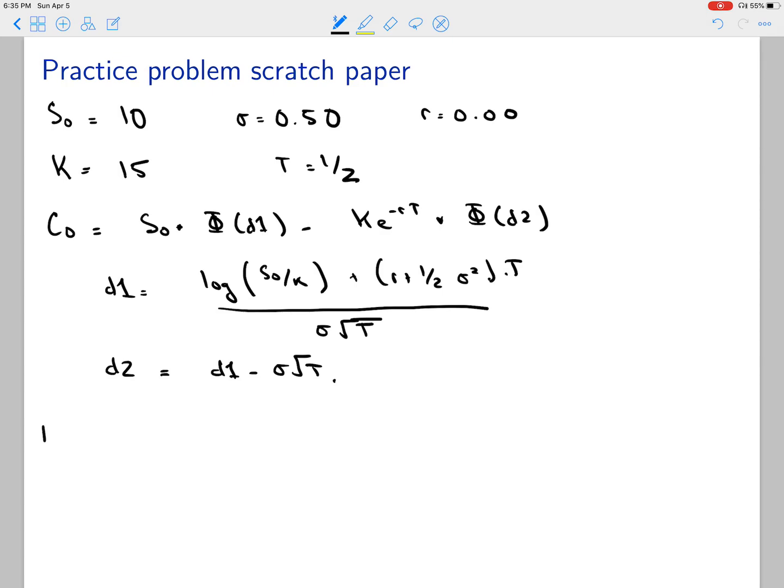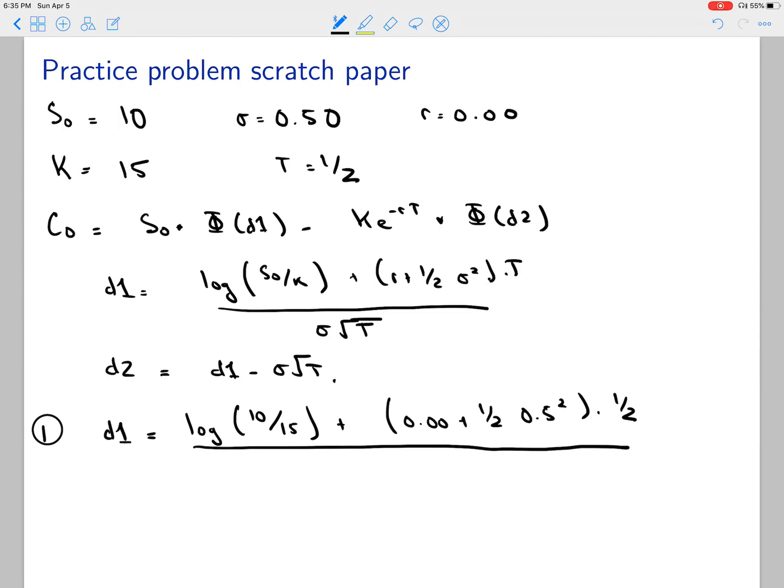We start in part 1 by calculating phi of D1 and D2. Before we can do this, we have to start inside out by calculating D1 and D2. So D1 is going to be log of S0 over K, 15, plus R, which is 0.00, plus 1/2 sigma squared, which is 1/2 squared, times 1/2 years, all over sigma, which is 0.5, times the square root of T.